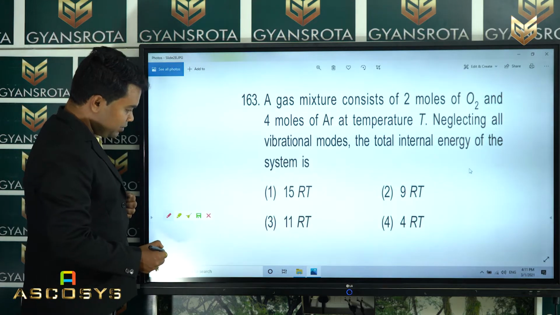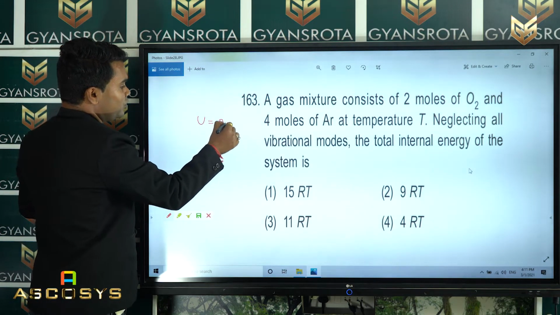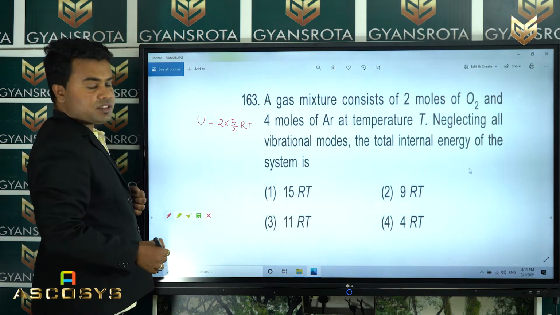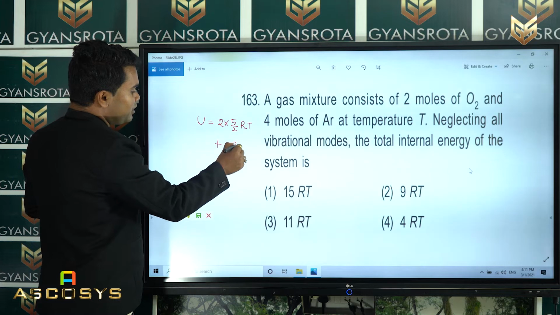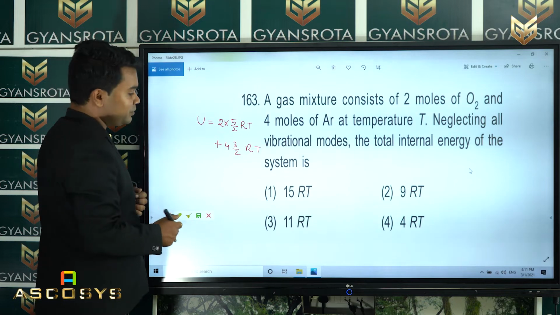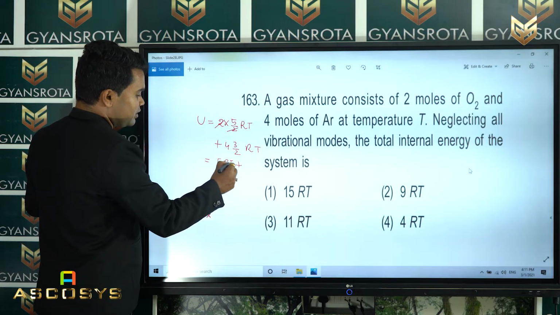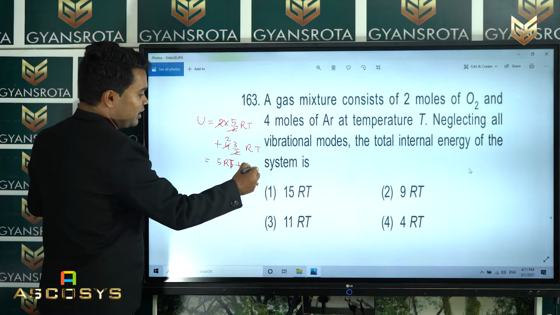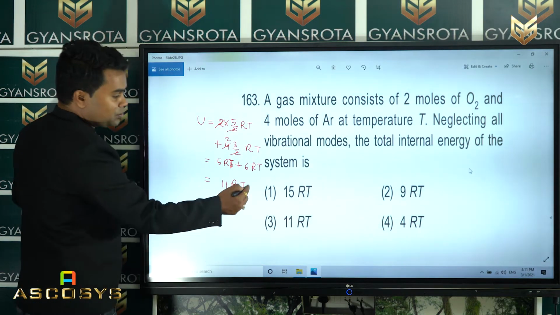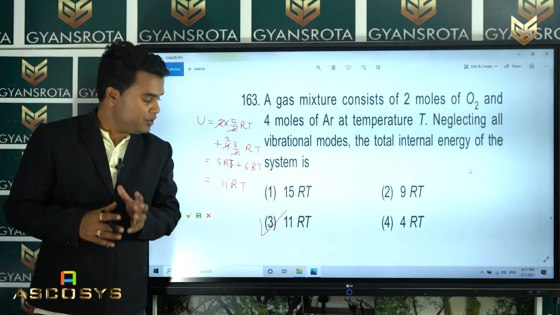So what I can write down is total energy U will be equal to first 2 times 5/2 RT for oxygen molecule plus 4 times 3/2 RT for argon. Cancel out, so 5 RT plus 2 times 3 RT, so your final answer will be 11 RT. Now you have to see in the options which one is 11 RT. 11 RT is number 3. This is the correct answer. Number 3 is your correct answer.